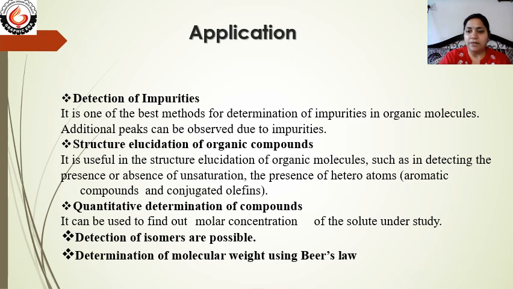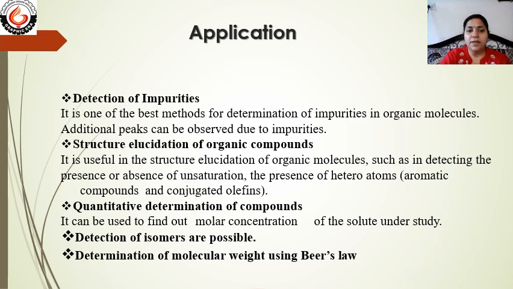in the active compound. Second application is structure elucidation of organic compounds. It is a qualitative analysis, so we can elucidate different structures. Obviously, total elucidation of structure is not possible with UV spectroscopy alone. It requires some different types of spectroscopy also. But the presence of unsaturation and the presence of heteroatoms, especially in the case of aromatic compounds and conjugated olefins, we can detect these types of qualities of a molecule.